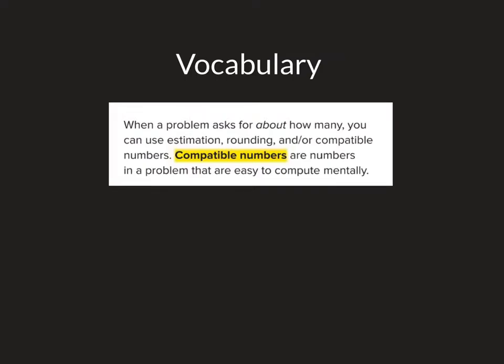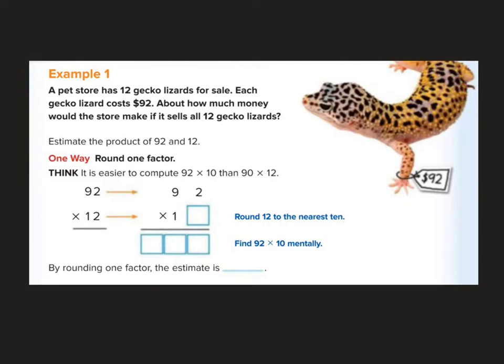So let's look at this a little bit more. First off, your vocabulary: I want you to write down, compatible numbers are numbers in a problem that are easy to compute mentally. When a problem asks for about or about how many, you can use estimation, rounding, and/or compatible numbers. So please write down the compatible numbers vocabulary. This is something that's new this year, so give yourself a break. We're just trying to learn a new way of estimating. So here we go. Let's get started.